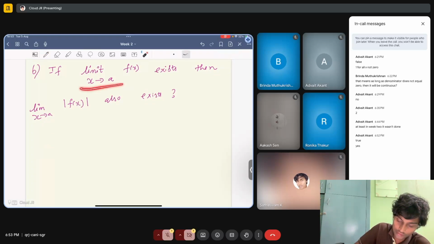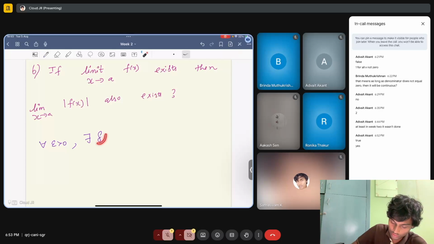So what we know is the limit as x tends to a of f of x exists, right? So that means for all epsilon greater than 0, of course, this epsilon depends on the choice of a also. It depends on the a. So there exists a delta. Now one thing you have to observe is this delta also depends on epsilon. It doesn't only depend on the a, it also depends on the epsilon. Okay, so for each of these epsilon, you will have a delta.